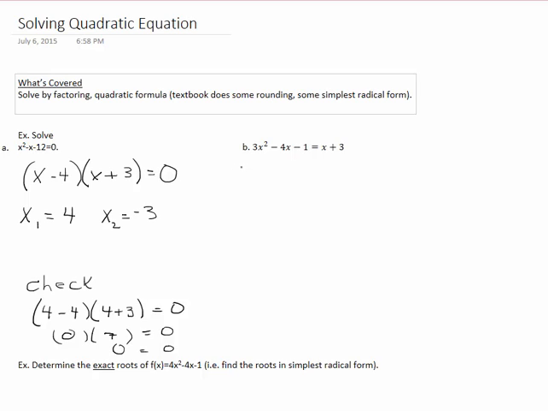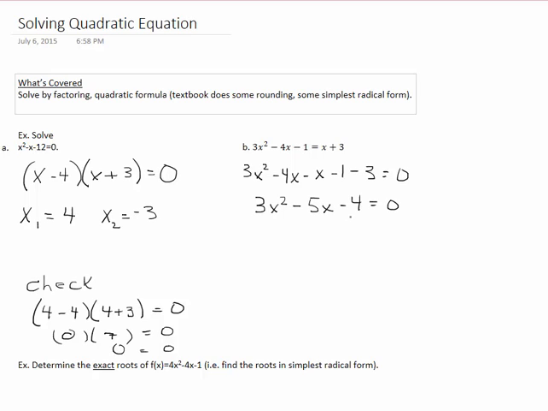When you have an example like B where everything's not on the same side of the equals, we need to do that. We need to make it equal to 0. So I'm going to bring that x over, it changes signs, don't forget. And I bring the 3 over and it changes signs as well. When I gather like terms, I get 3x squared minus 5x minus 4.